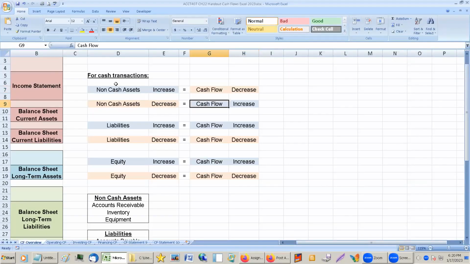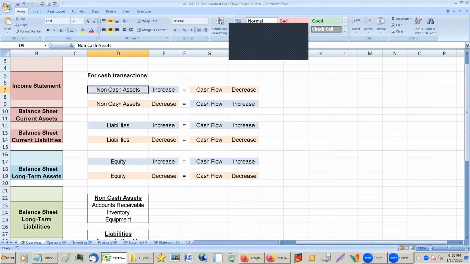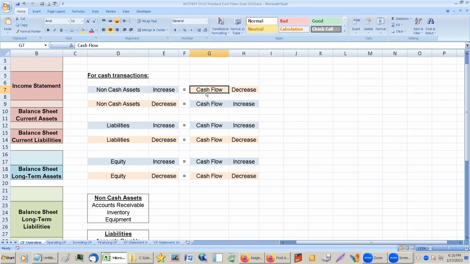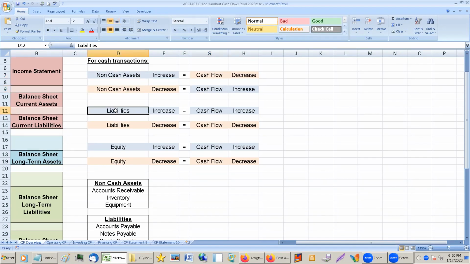So for non-cash assets, the cash flow goes in the opposite direction. For liabilities and equity, they go in the same direction. For instance, if you borrow money from the bank, say you borrow $10,000, you now have $10,000 of cash. Your cash will go up. Your liabilities will also go up, because now you owe $10,000 to the bank.